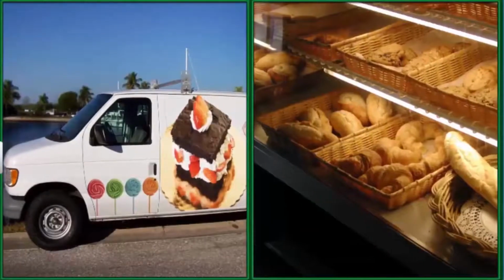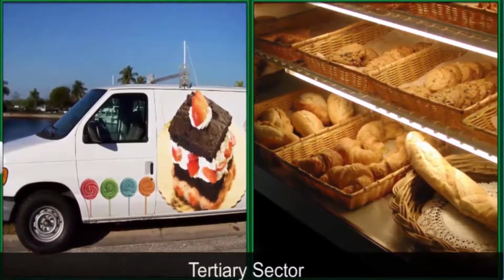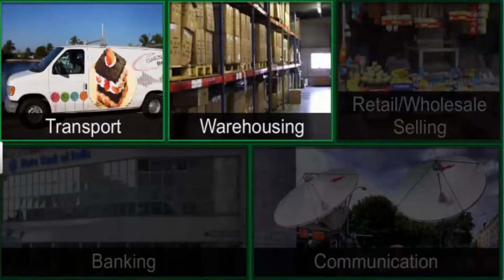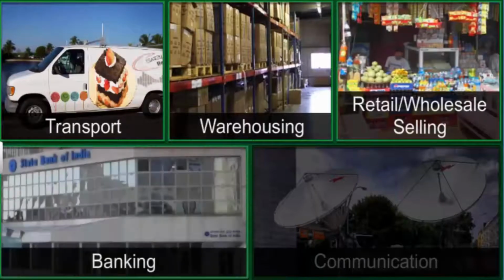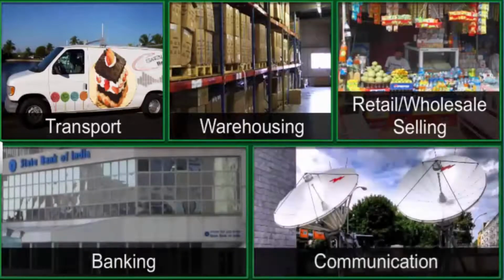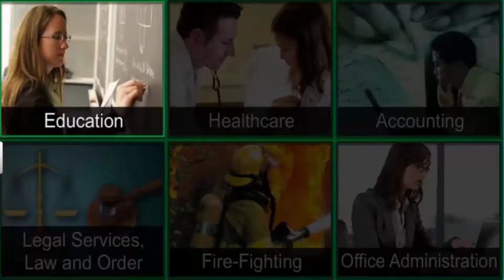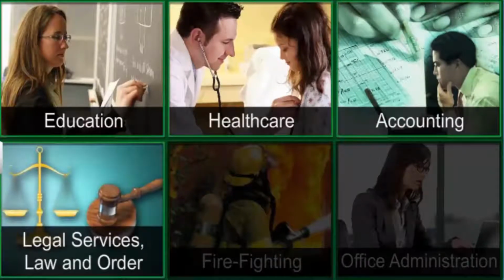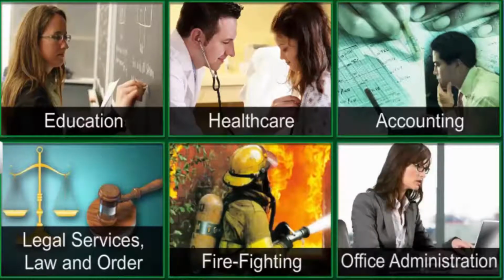Activities that support the manufacturing and distribution of goods produced in the primary and secondary sectors are called tertiary sector activities. Tertiary sector activities include transport and warehousing, retail and wholesale selling, banking and insurance, and communication services. The tertiary sector also includes essential services like education, healthcare, accounting, legal services, law and order, firefighting, and office administration.